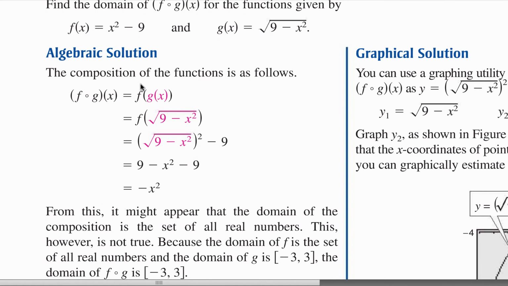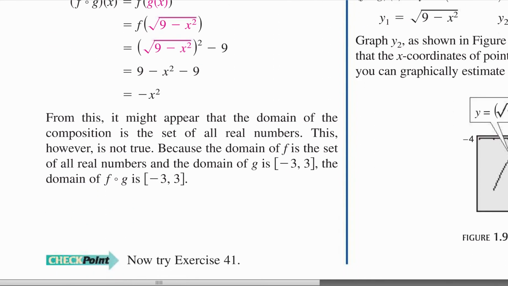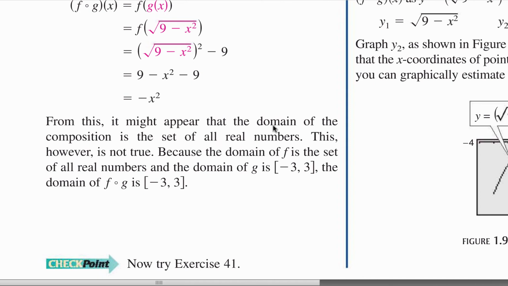We plug g into f, and so we get f of the square root of 9 minus x squared. But f is the squaring function minus 9, so we square that component, and we get 9 minus x squared minus 9, so the end result is negative x squared. Now from this, it might appear that the domain of the composition is the set of all real numbers. But that's a false belief.